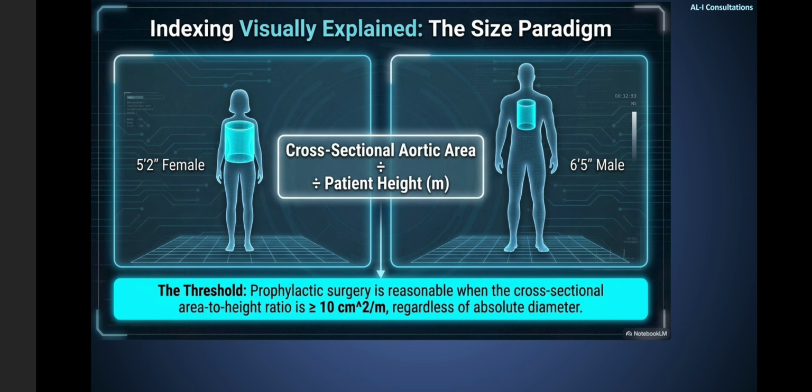Now consider the 5 foot 2 inch female versus 6 feet 5 inch male. In these circumstances, consider using cross-sectional area divided by patient height. If the cross-sectional area to height ratio is greater than or equal to 10 centimeter square per meter, this is a reasonable threshold for prophylactic surgery.